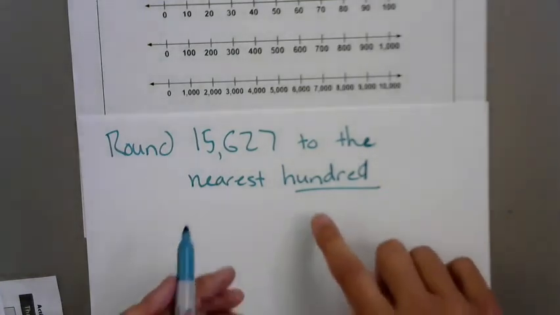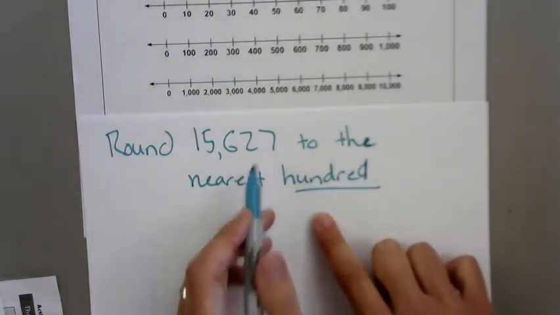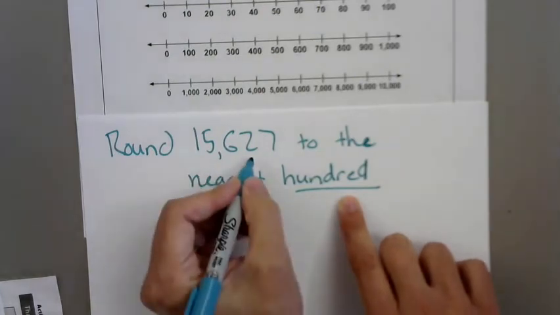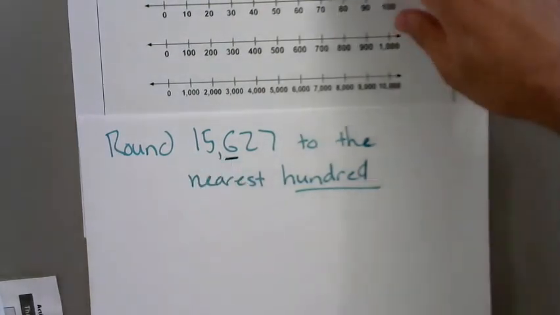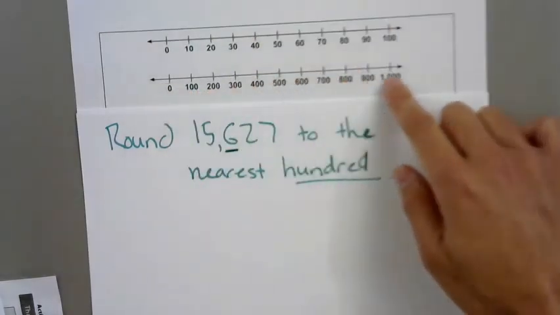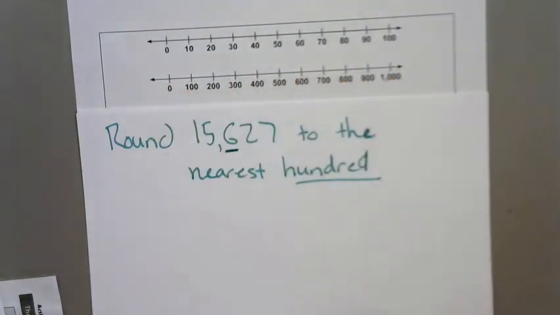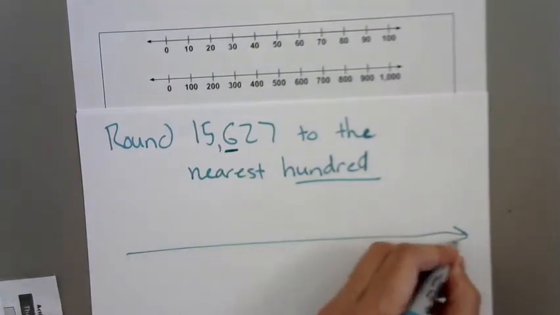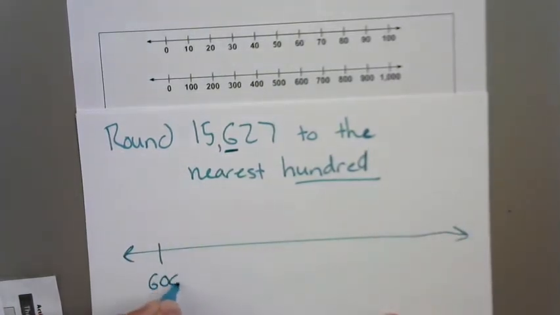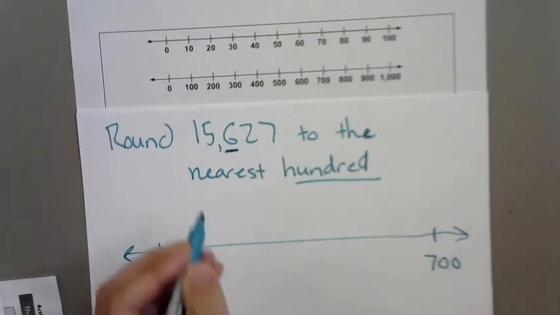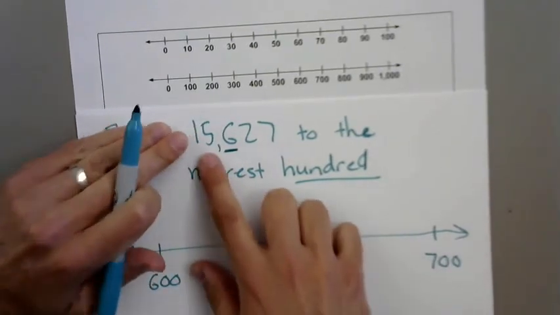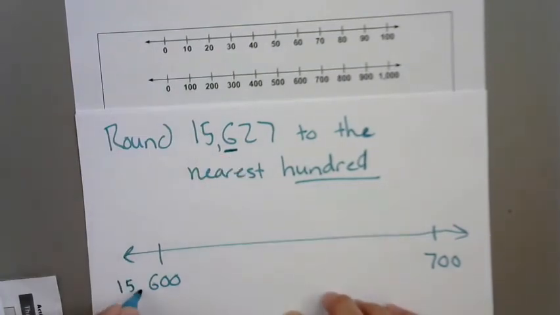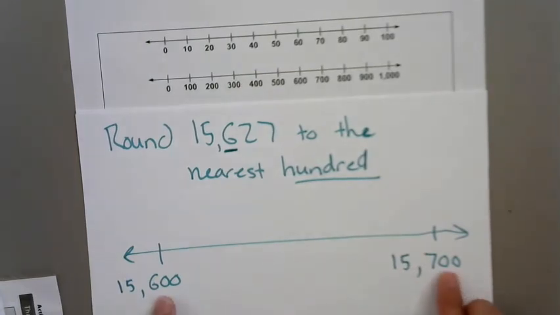The last one we'll do is rounding this same number, 15,627, to the nearest 100. This is the hundreds place. There's a 6 in the hundreds place. So look at our rounding options for the hundreds. Where would this fall? That's right, it has 600, so it would fall between 600 and 700. But this is not just 627, it's 15,627, so I need to add the 15,000 here. Okay, so between 15,600 and 15,700.